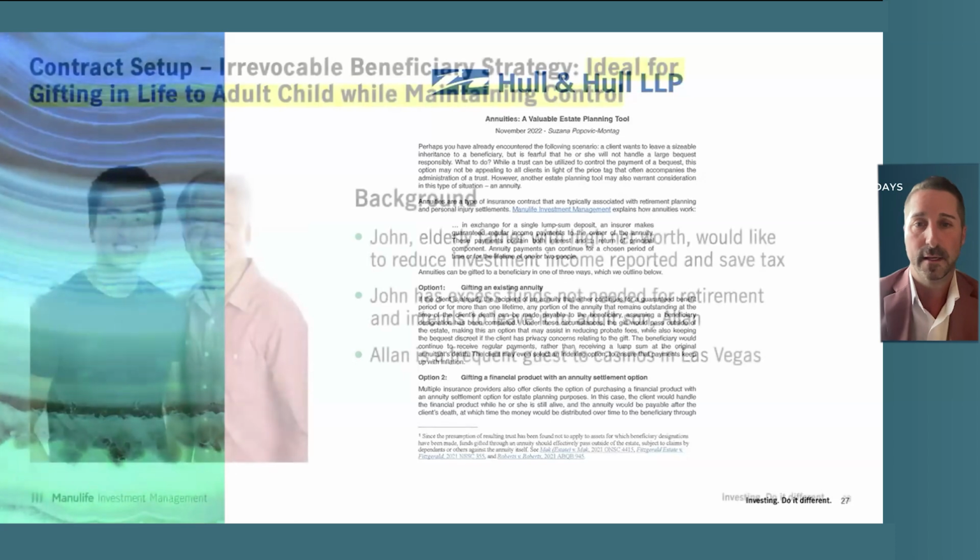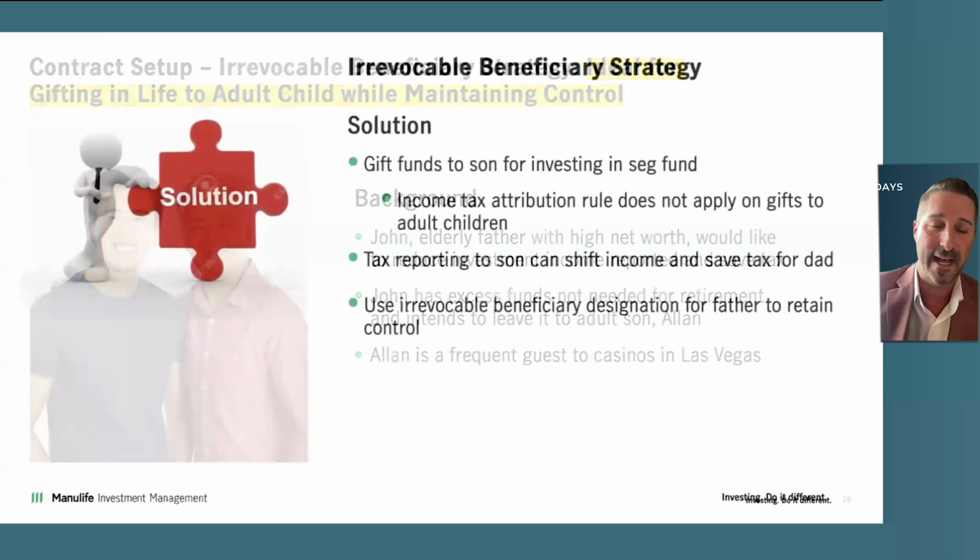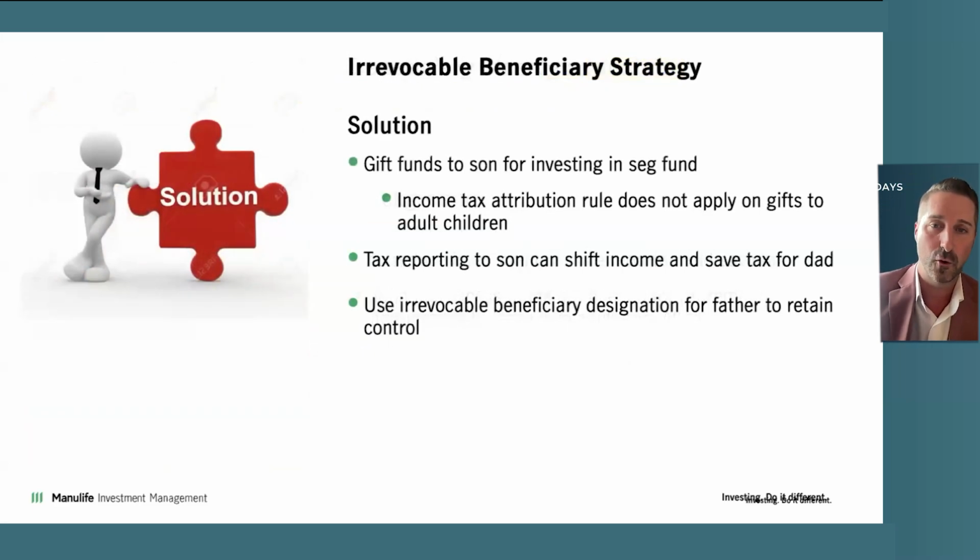Next strategy, very quickly, irrevocable beneficiary strategy. This is basically the opposite of the ASO, the way to control the asset in life when gifting. In this case here, we have a father, John Allen Spendthrift. He likes to gamble. He wants to give money to Alan in life. He's afraid Alan, once he has a lump sum in his hands, is going to go blow it, right? Or maybe he's in a bad marriage or what have you. There's a way to gift that asset to Alan while maintaining control.